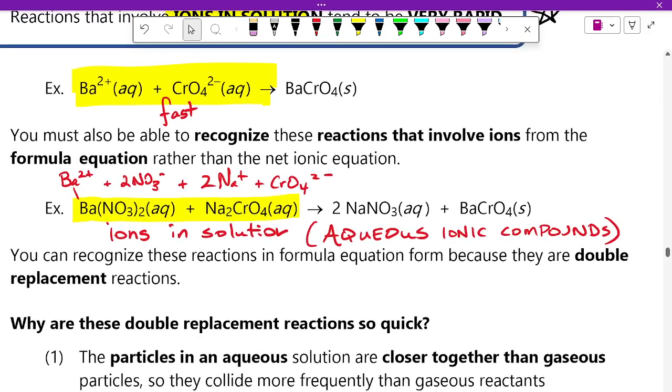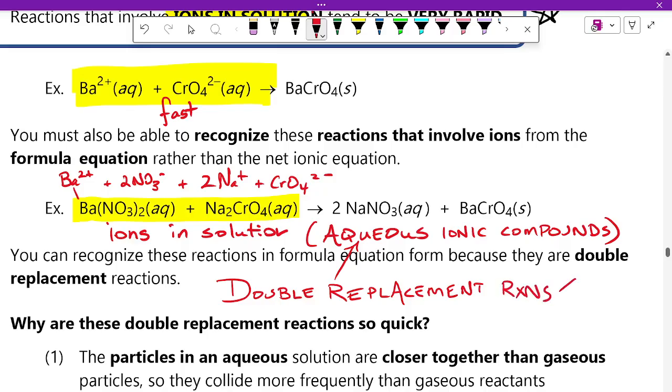You can recognize the reactions in formula equations, even if you don't say, oh, look, aqueous ionic compounds. You can recognize them as double replacement reactions. Those are our fastest reactions. Okay, our aqueous ionic compounds in double replacement, those are our fastest. Why?